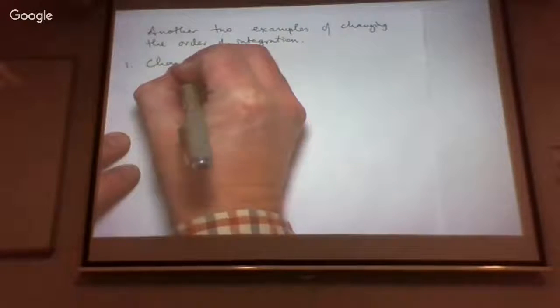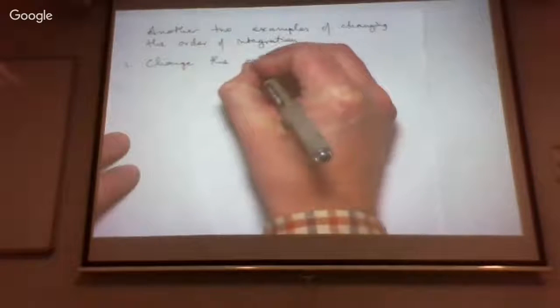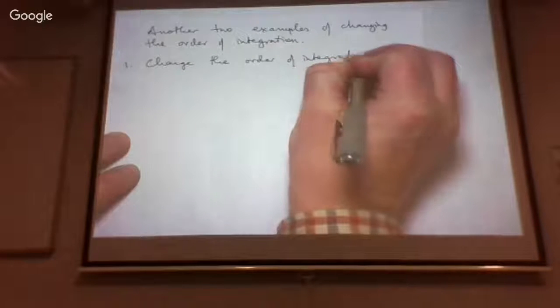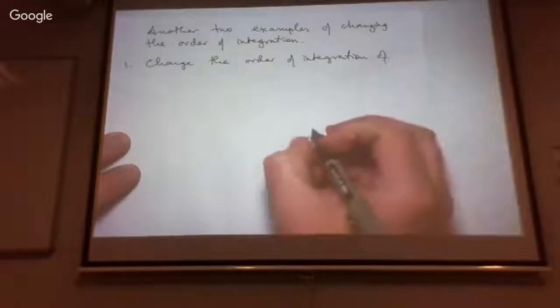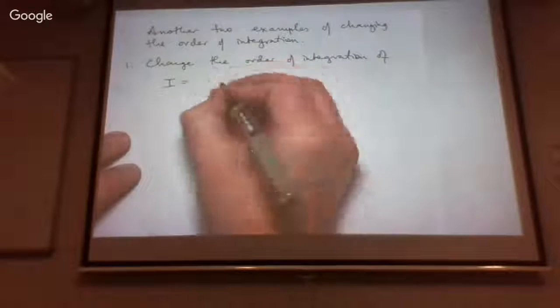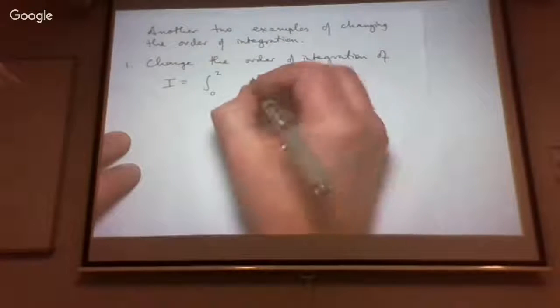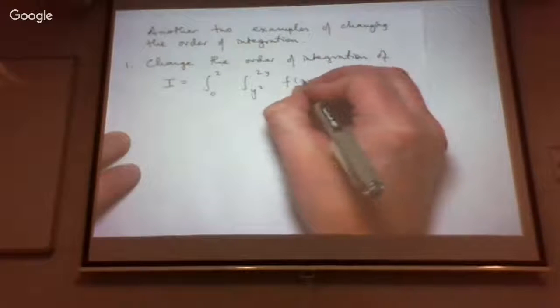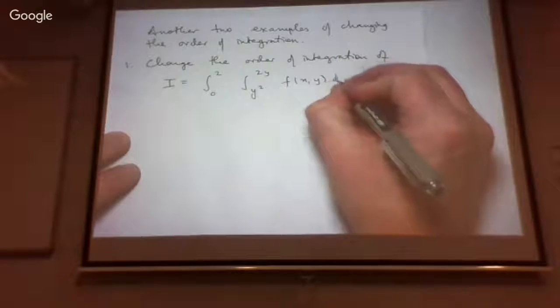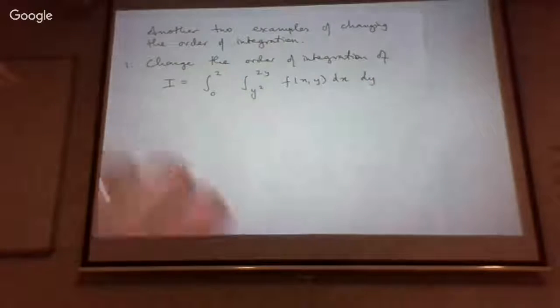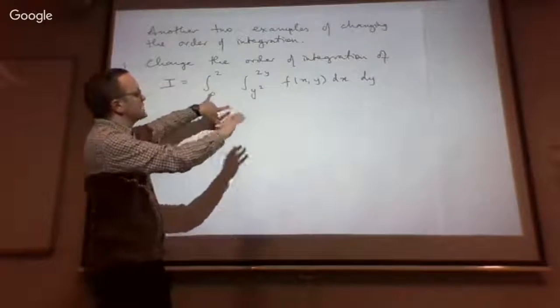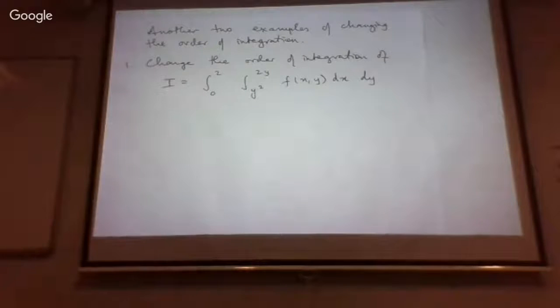So the task here is to change the order of integration of this integral here, I, which is the integral from 0 to 2, of the integral from y squared to 2y of some function f of xy dx dy. Okay, so we're not caring here what the function is. We're not actually going to integrate it. We just want to go through the process of changing the order of integration.